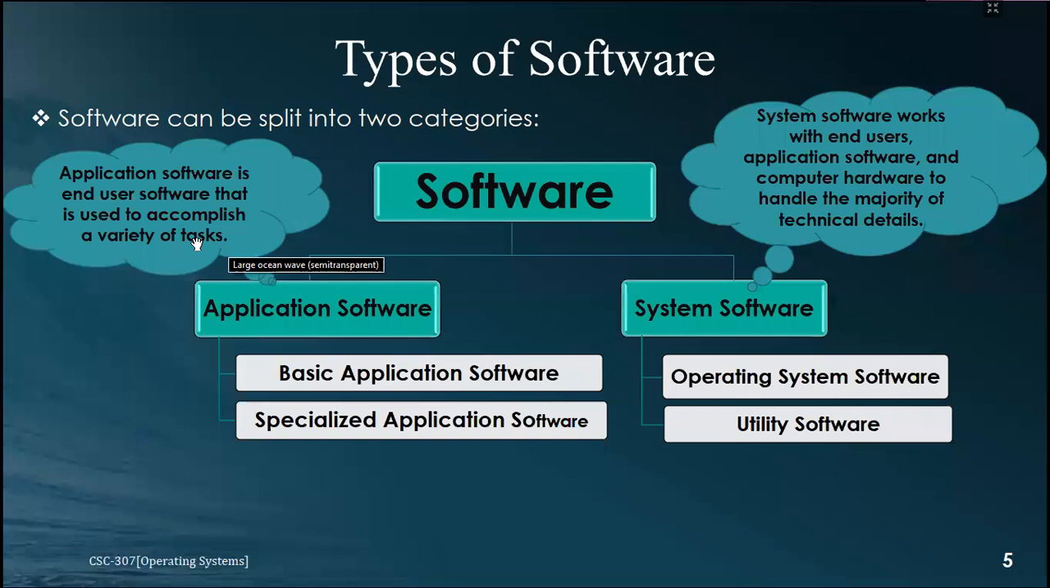Okay, the task can be collecting information, that you are browsing the internet. Okay, the task can be actually playing games, listening to music. So application software is end user software that is used to accomplish a variety of tasks, from entertainment to education to work to business and so on.